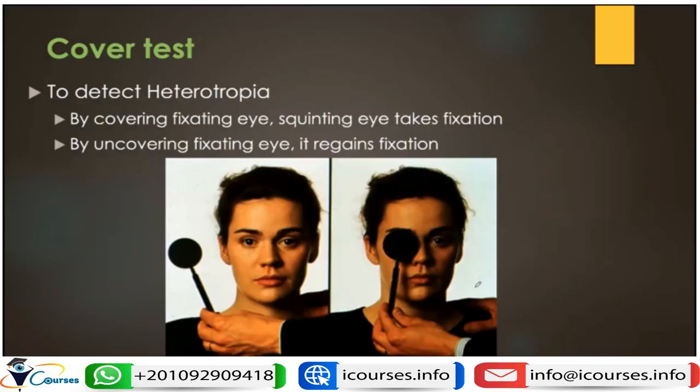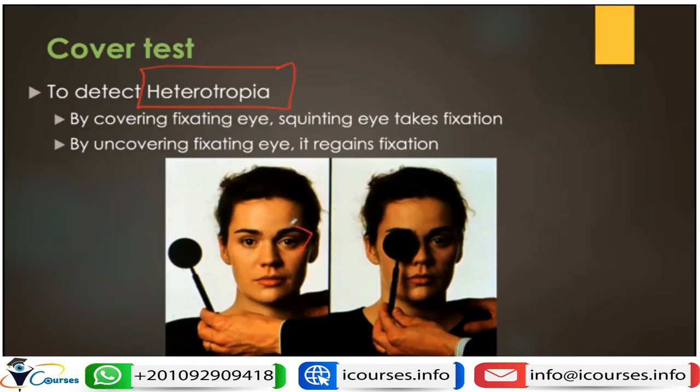Other methods for measurement of the angle of squint or detection of squint are the cover test, the uncover test, and the alternate cover test. The cover test is used for detection of heterotropia, or detection of manifest squint. So what is done with the cover test?